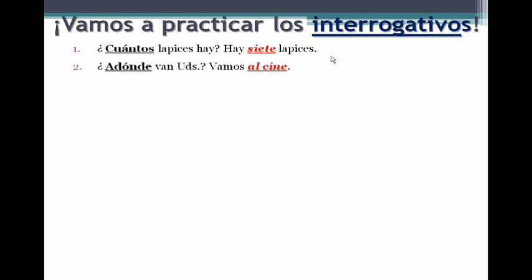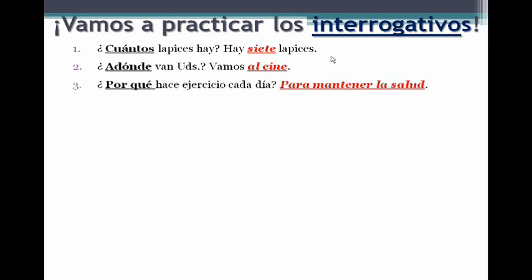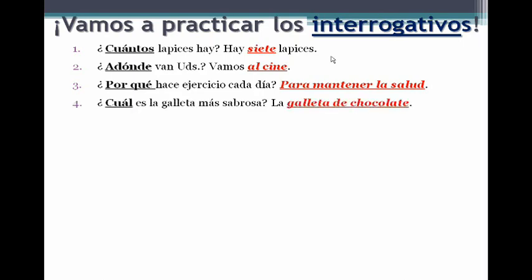2. ¿A dónde van ustedes? Vamos al cine. Al cine tells you that they're going to a location. 3. ¿Por qué hace ejercicio cada día? The answer was para mantener la salud, in order to maintain one's health or to maintain my health. So that was the reason why. Okay, número 4 should have been ¿cuál? 5, ¿de dónde? Because they answered that they were from Spain.